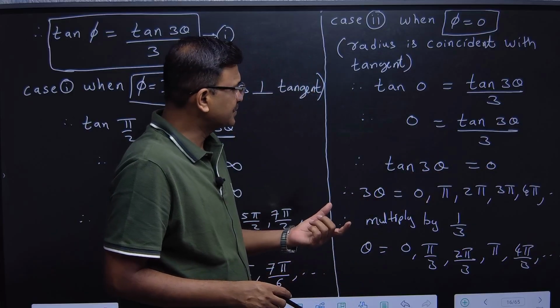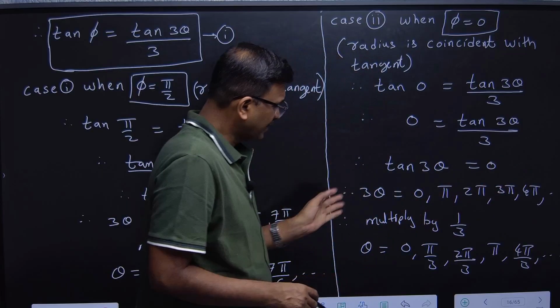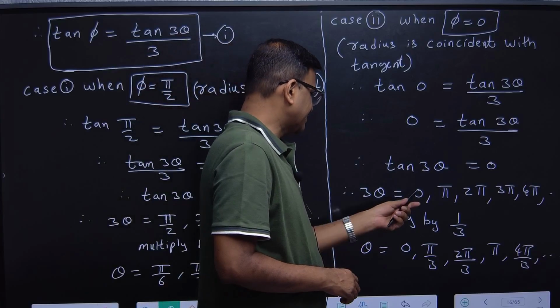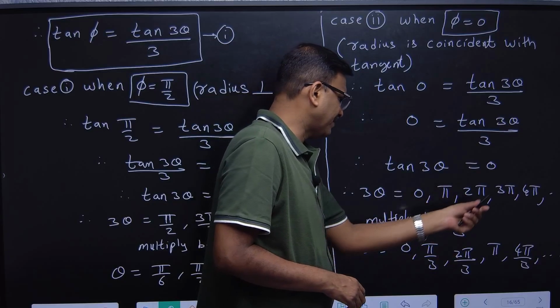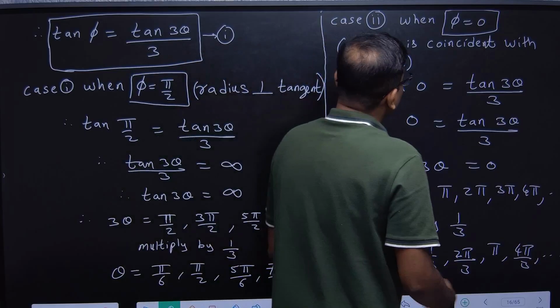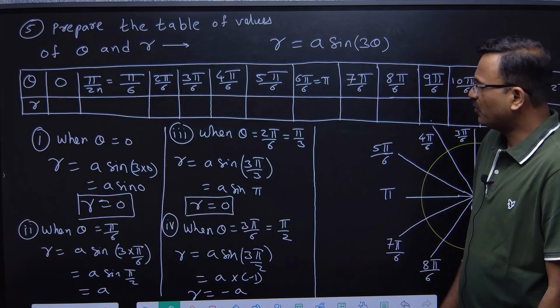If tan 3 theta is 0, 3 theta can have values like 0, pi, 2 pi, 3 pi, 4 pi, etc. You multiply this whole equation by 1 upon 3. We will get theta is 0, pi by 3, 2 pi by 3, pi, 4 pi by 3, etc. These are the values of theta where phi becomes 0. That means the radius is coincident with the tangent. Now comes the most important part of this.